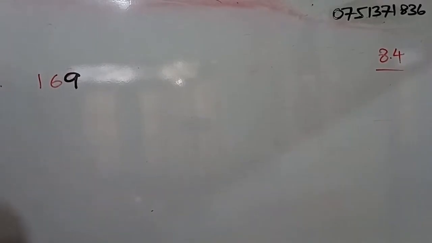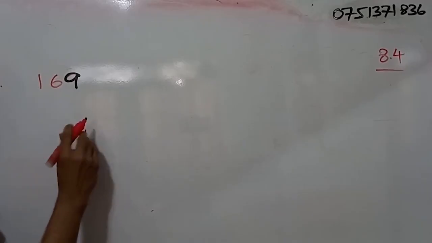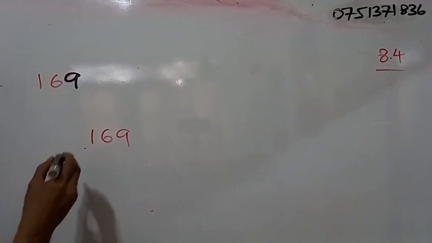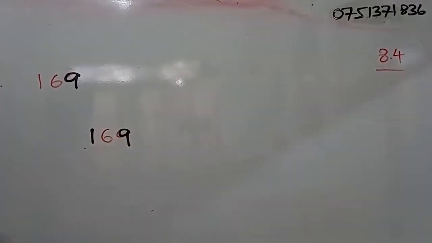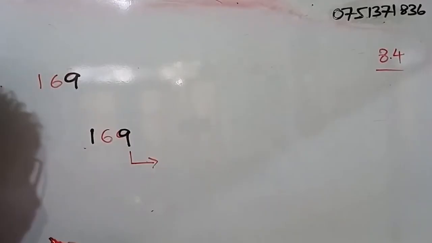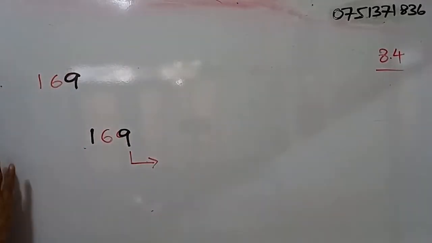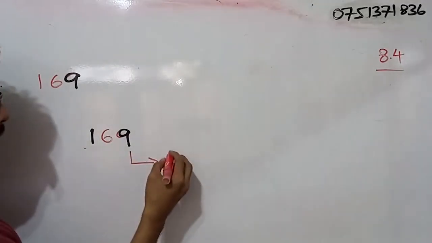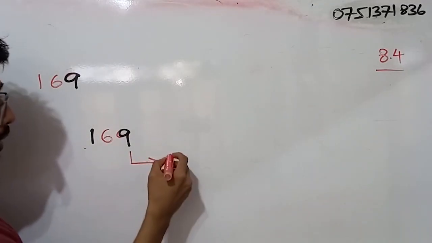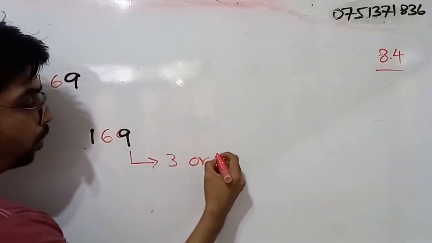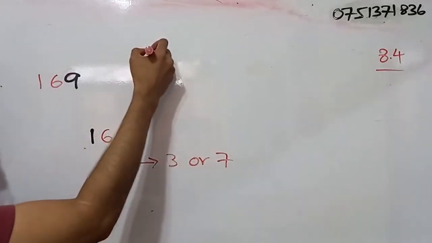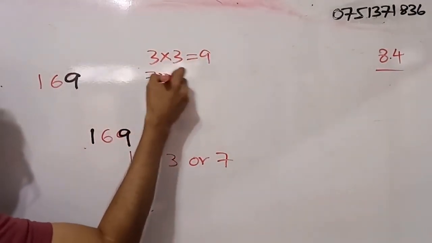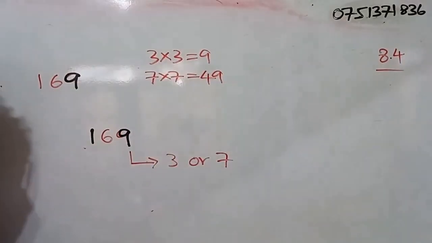Right? So when we find the square root of a given number, we need to look at these two numbers. The digit is 9. That means if we think about the square root of this number and the ones place of the square root, the digit can be 3 or 7. Why? We know that 3 into 3 is 9. In the same way, 7 into 7 is 49.